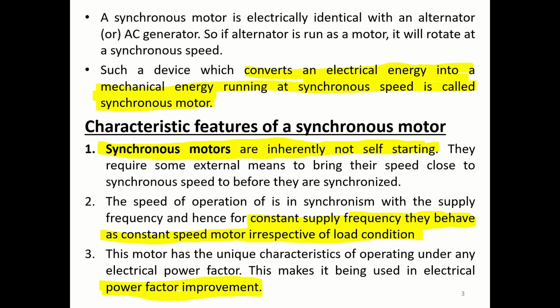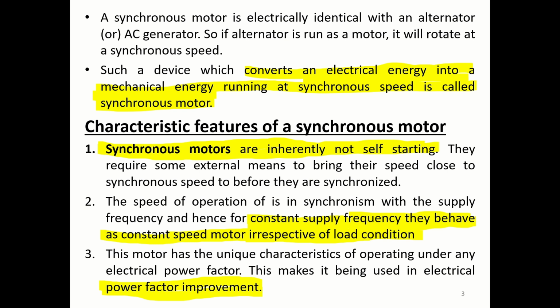What are the characteristic features of synchronous motors? First, it is not a self-starting motor. Why? Because we need to use some sort of source to make the rotor synchronize with the stator RMF. Then only it attains the magnetic lock condition. So that is one of the reasons it is not a self-starting motor.